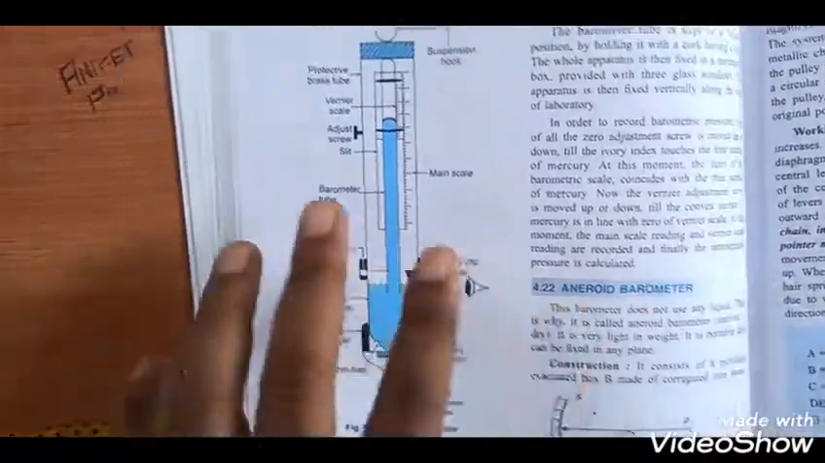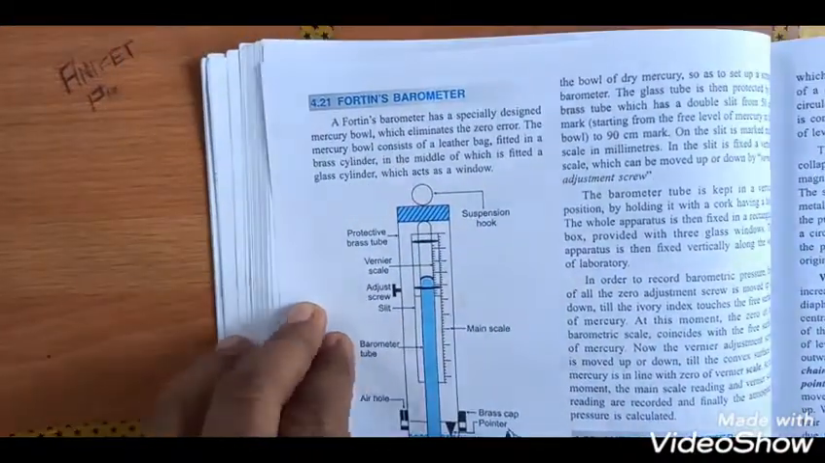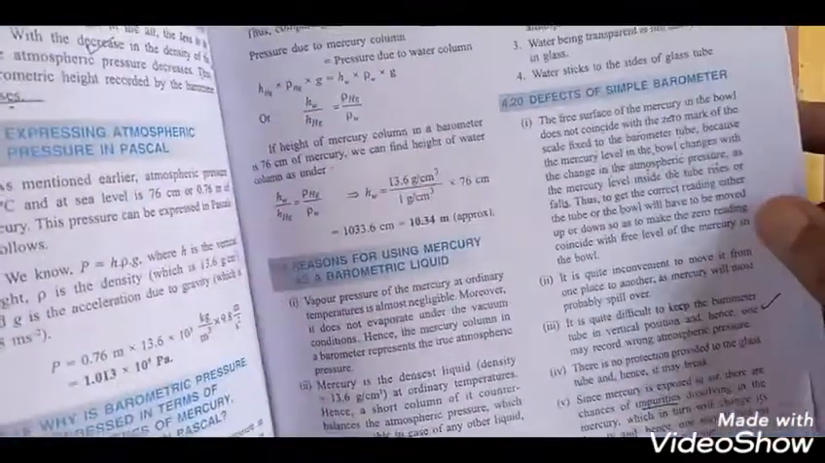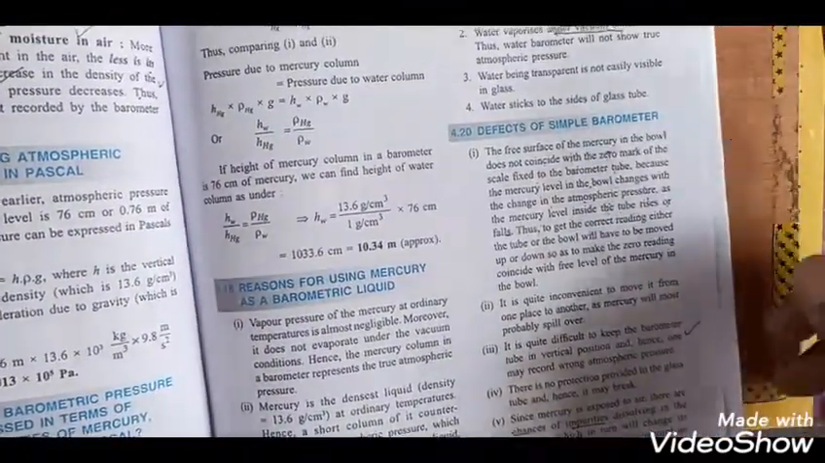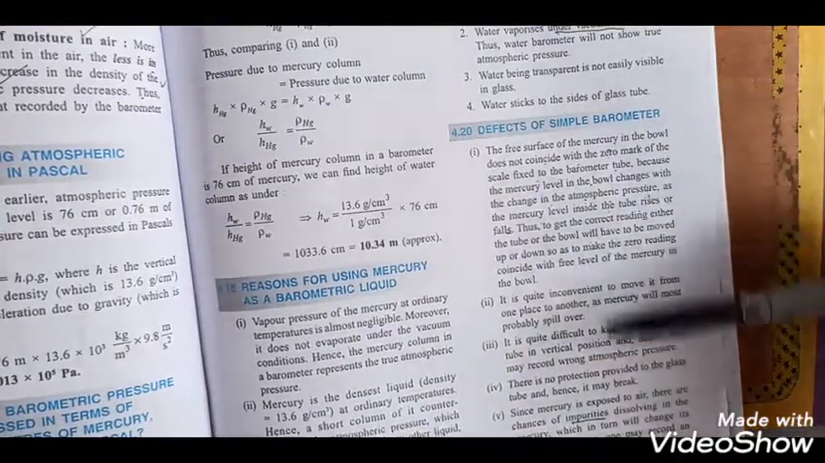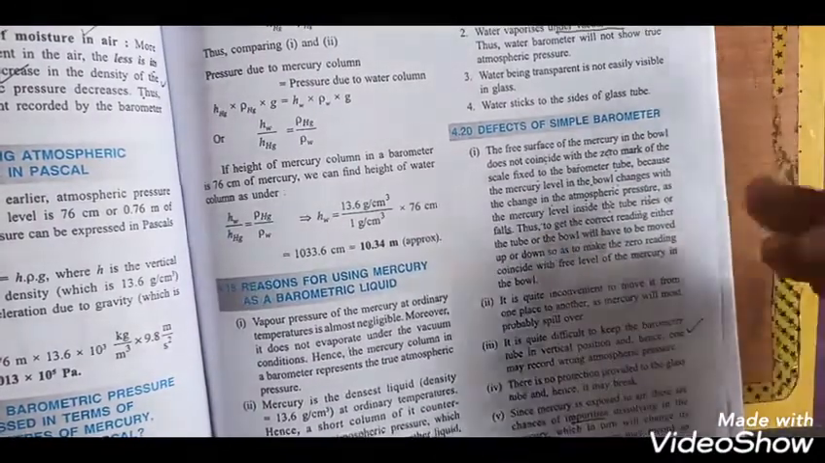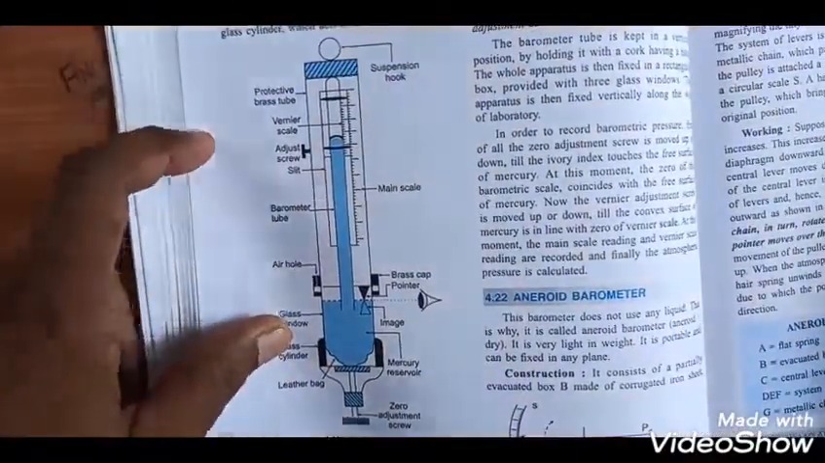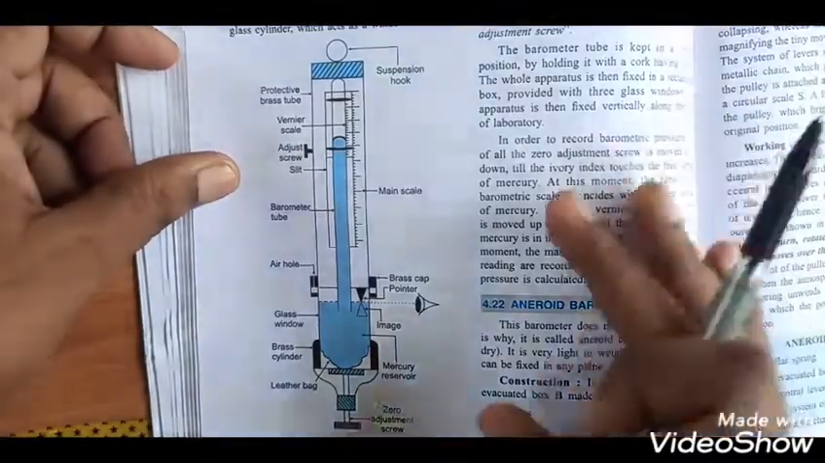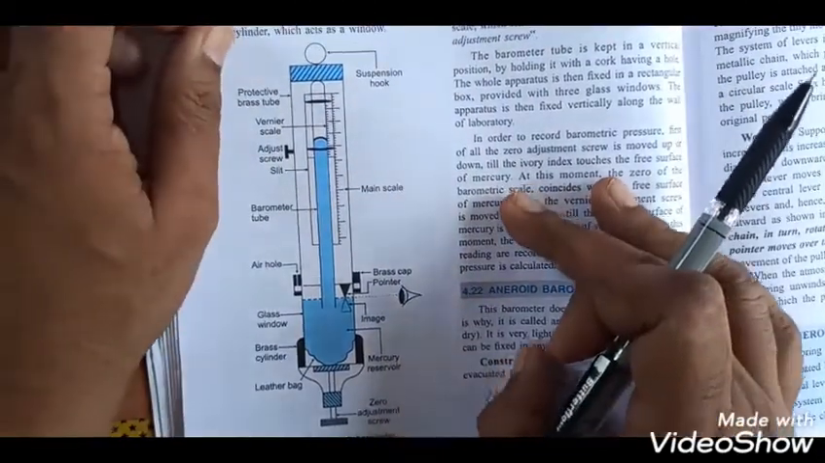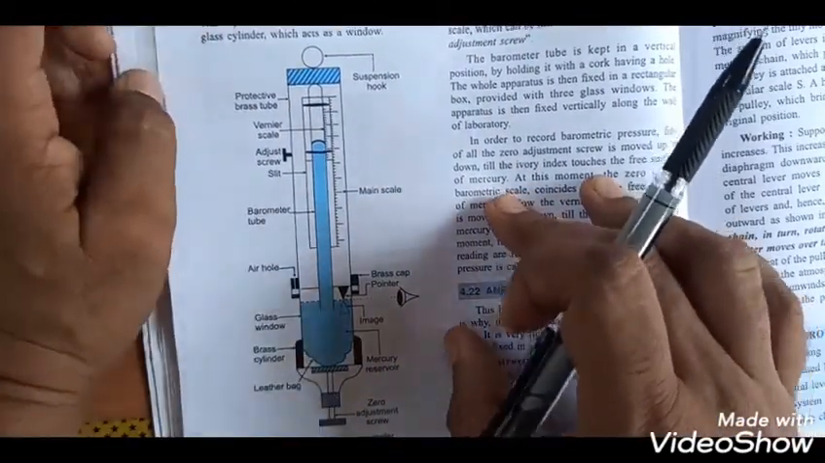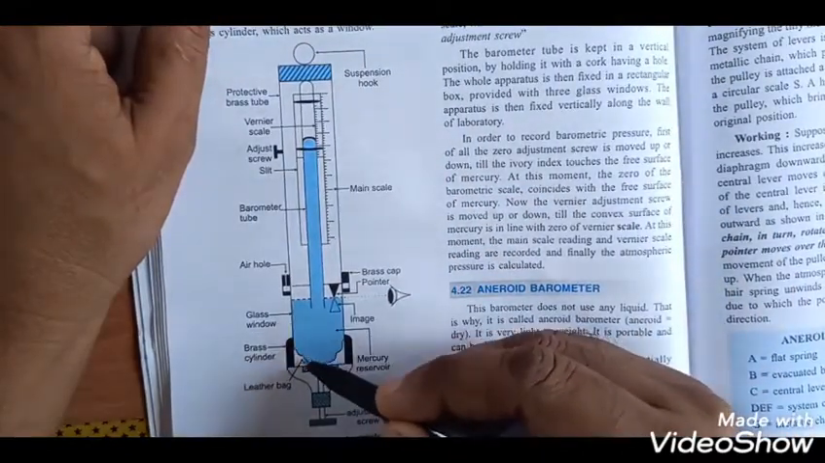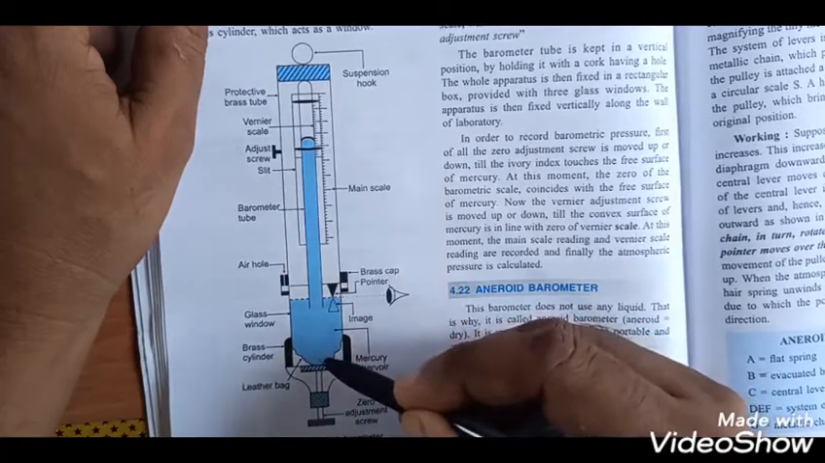Dear students, now this is the Fortin barometer. Earlier we have done the disadvantages, the defects of the simple barometer. So these defects which we have discussed are overcome in Fortin's barometer. Now what is special about this barometer? See, in the simple barometer there is a bowl which has a solid base, but here one bowl is taken, this part, right?